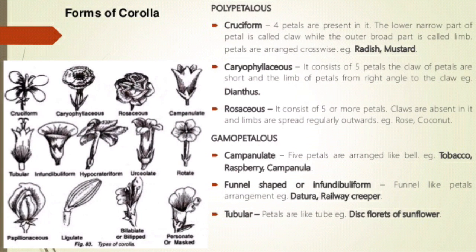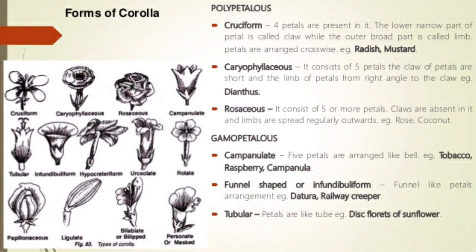Now see the different arrangements of the petals. Polypetalous, cruciform. 4 petals are present in it. The lower narrow part of the petal is called claw, while the outer broad part is called limb. Petals are arranged crosswise. Example, radish, mustard.